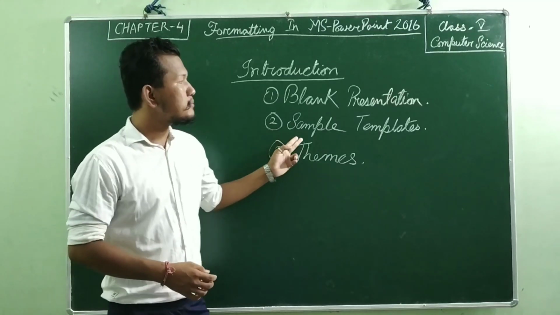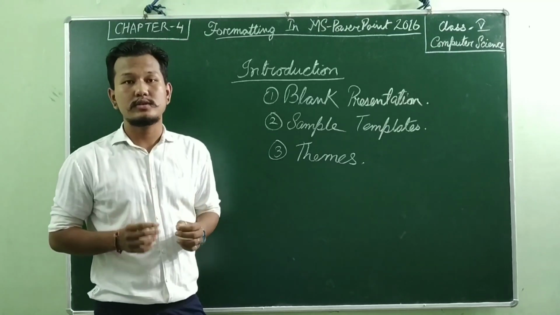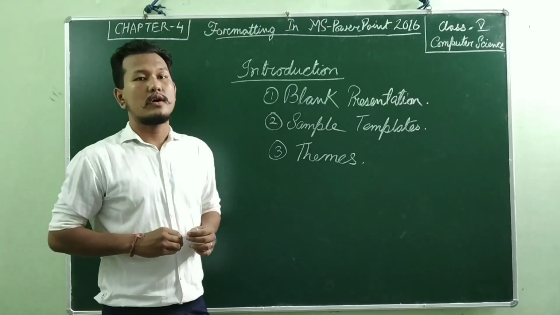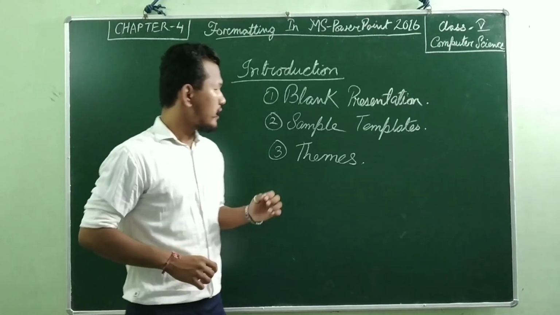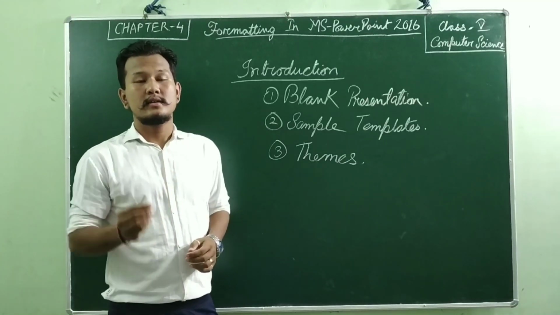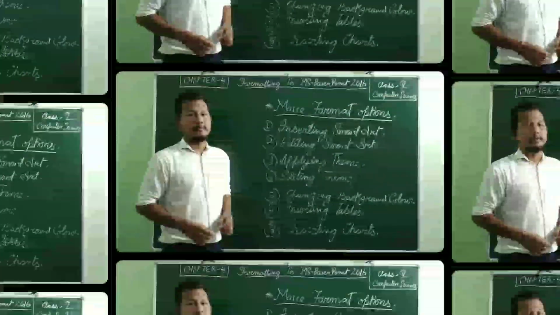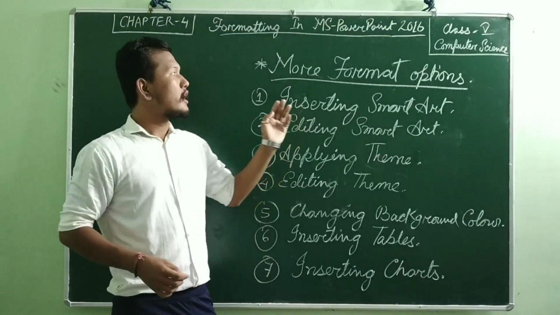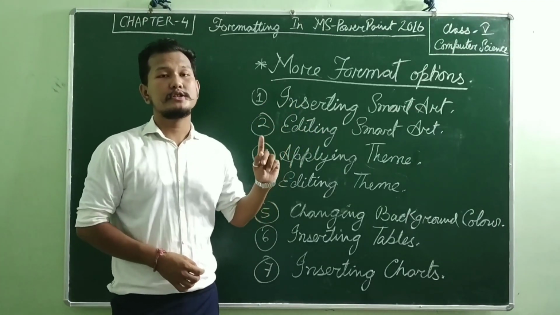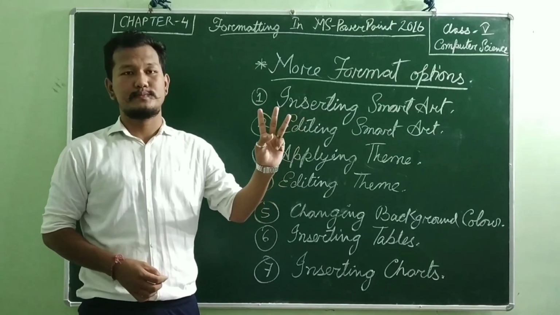Number 2, sample templates. Sample templates are the set presentations which include different layouts and themes which help us to work easily and quickly. And number 3, themes. Themes are a set of predefined formats of text, colors and graphic effects. So, I have told you about the 3 basic formatting options, that is number 1, blank presentation, number 2, sample templates, and number 3, themes.